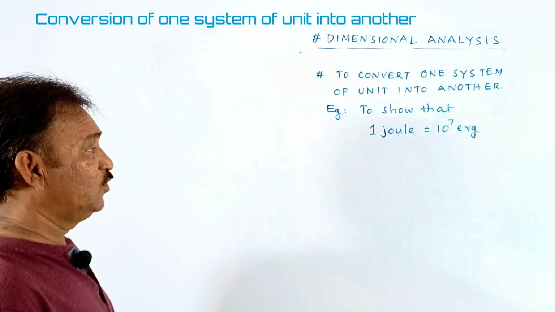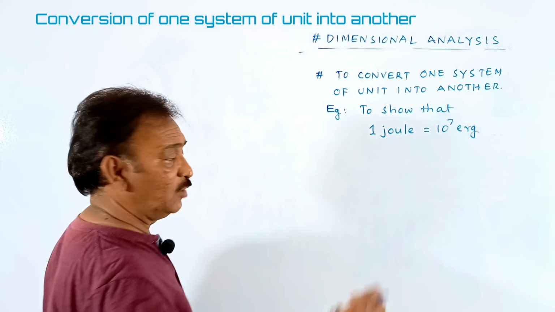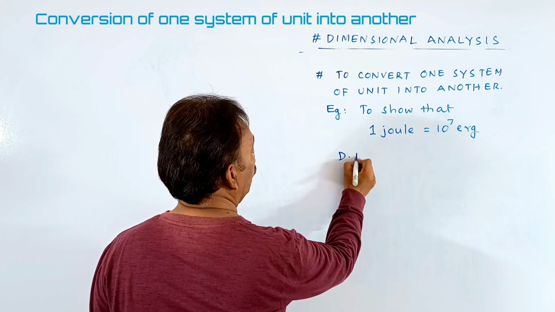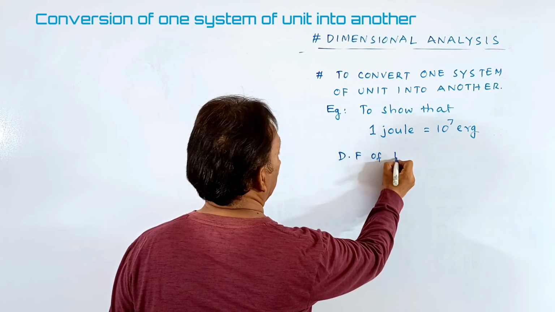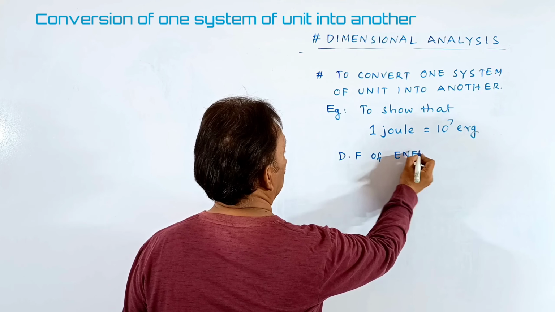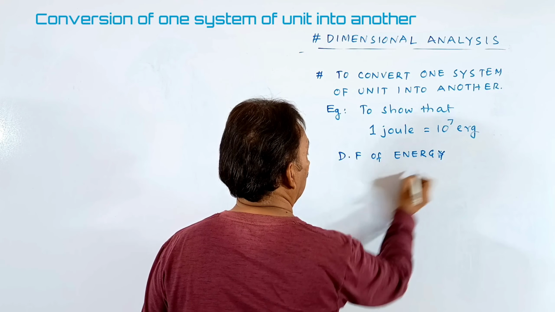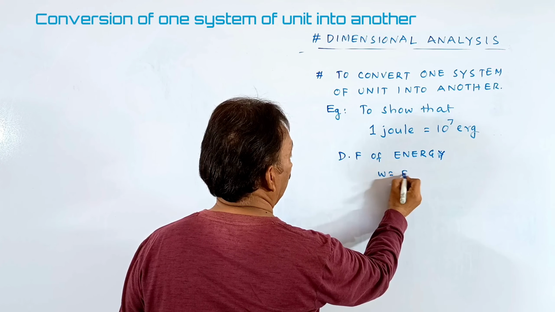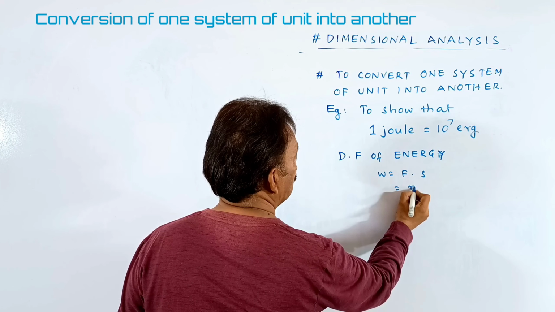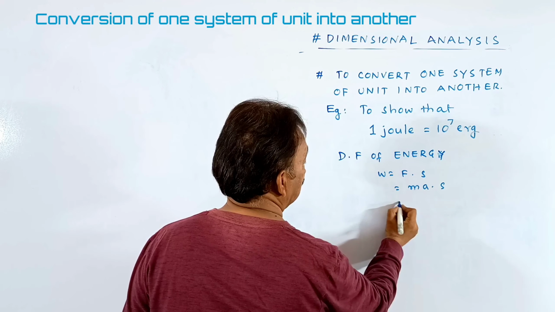Okay, students, first we have to write the dimensional formula. Joule is the unit of energy. Dimensional formula of energy. Okay, students. As you know, energy is nothing but work. Work is equal to force multiplied with the displacement. Force is equal to m into a.